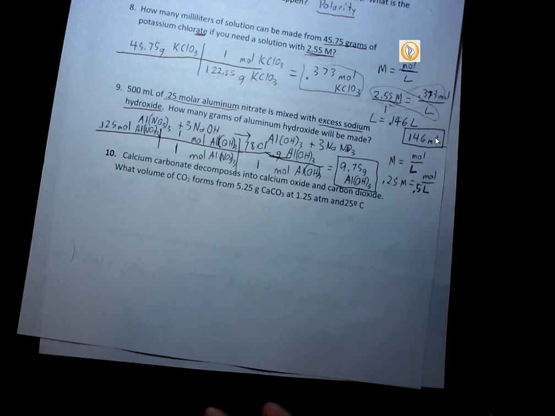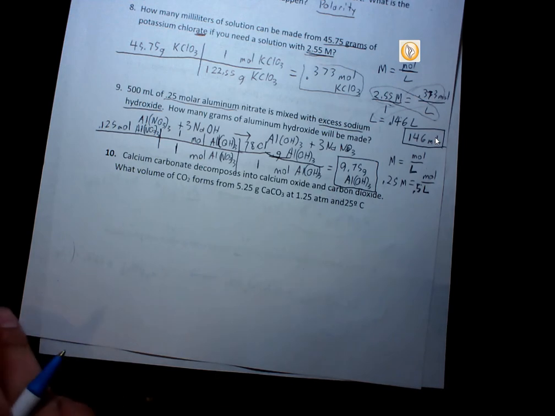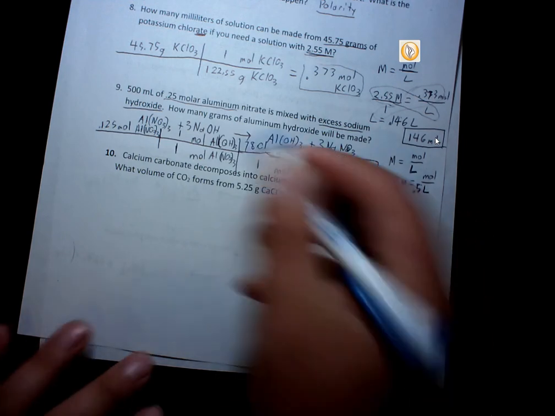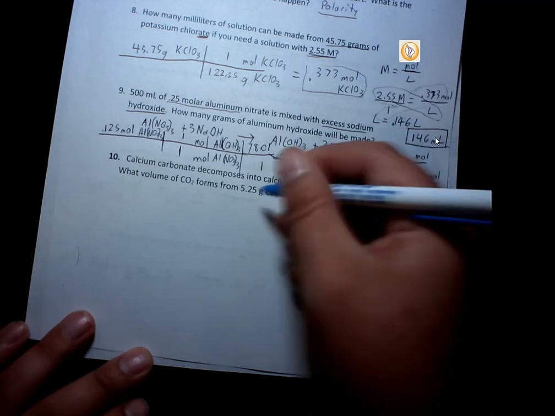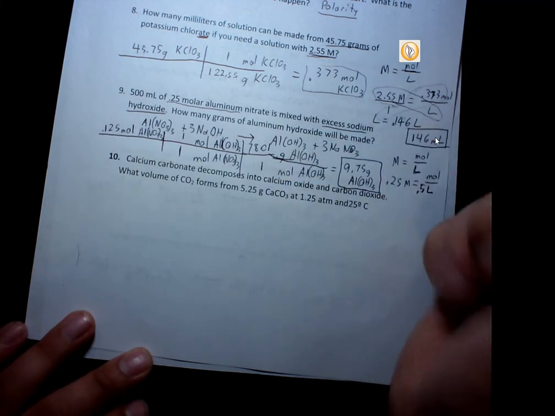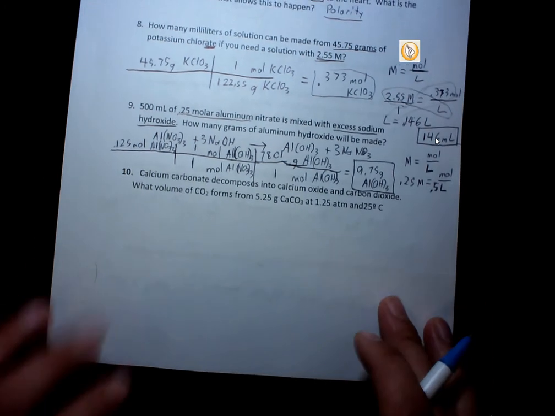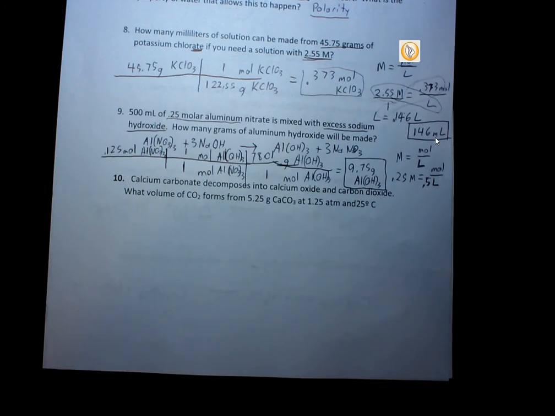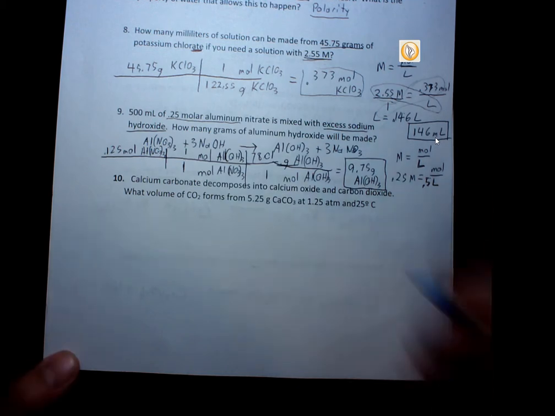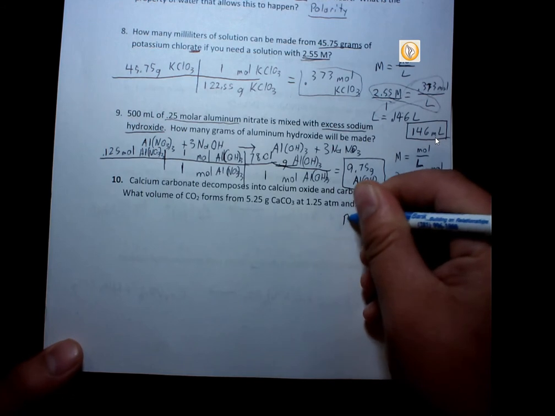Number 10, calcium carbonate decomposes into calcium oxide and carbon dioxide. What is the volume of CO2 that forms from 5 grams of calcium carbonate at 1.25 atmospheres and 25 degrees Celsius? So this is actually a big mashup problem here. We've got some stoich going on, and we've also got some gas laws. So there's a couple of ways that we could do this. I find the easiest is using PV equals nRT.